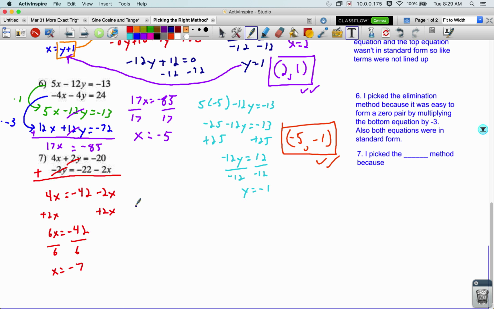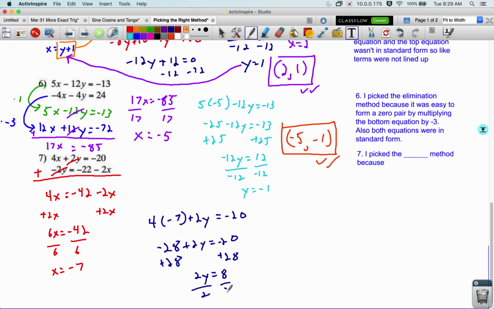Plug that back in. Plug it into that top equation. 4 times negative 7 plus 2y equals negative 20. Negative 28 plus 2y equals negative 20. Add 28, add 28. 2y equals 8, divide by 2, divide by 2, y equals 4. Get the ordered pair, negative 7 comma 4.